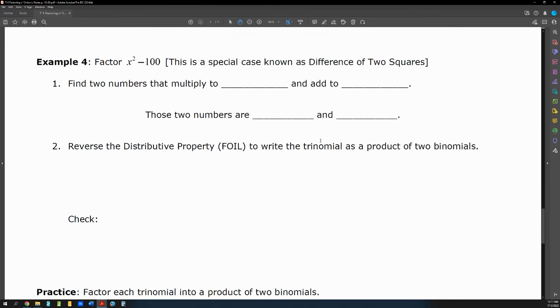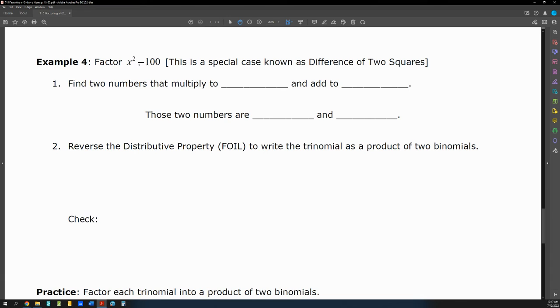special cases. One of those examples is x squared minus 100. Something you might immediately notice is there's no middle term here. There's just the x squared term, the quadratic term, and the constant term. There is no linear term in this case. But you might also notice that both of these terms are perfect squares. X squared, of course, is a perfect square, and so is 100. It's a perfect square of 10.